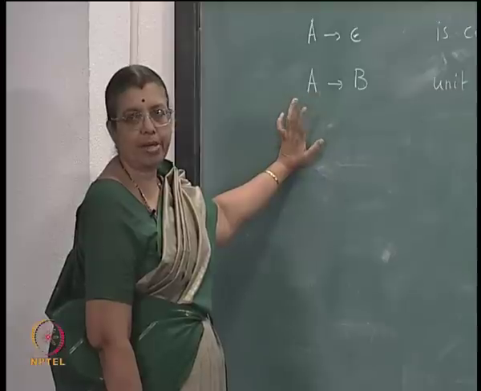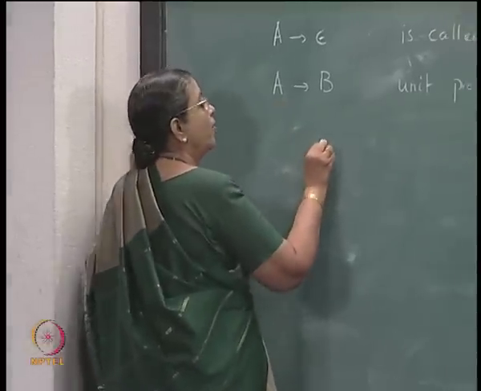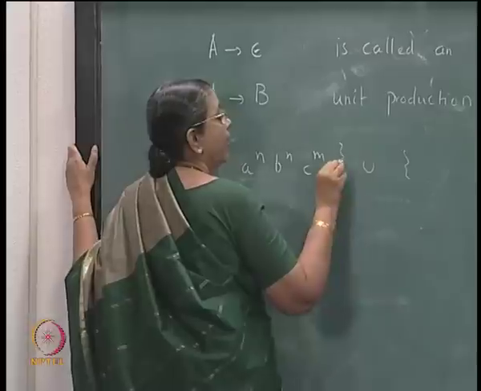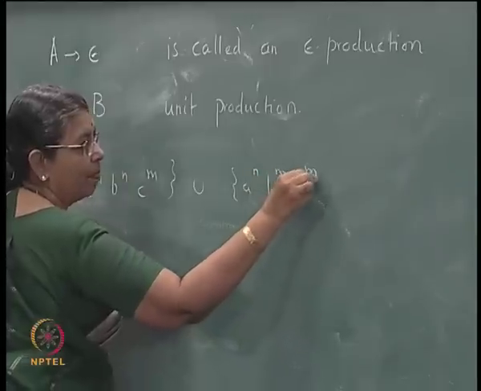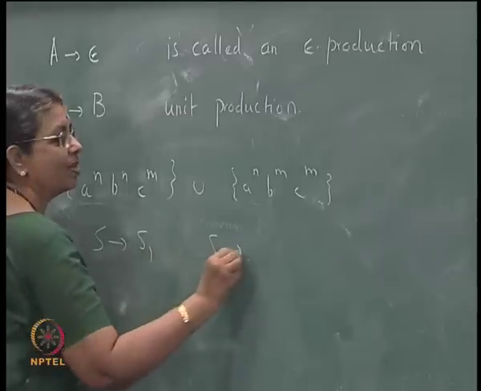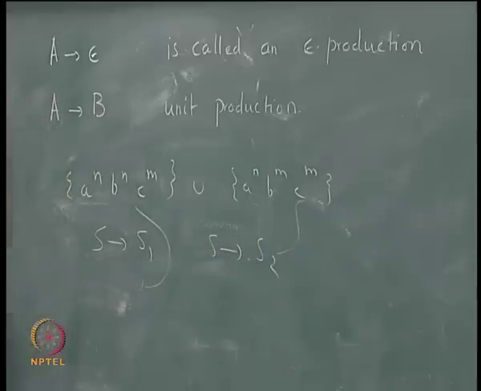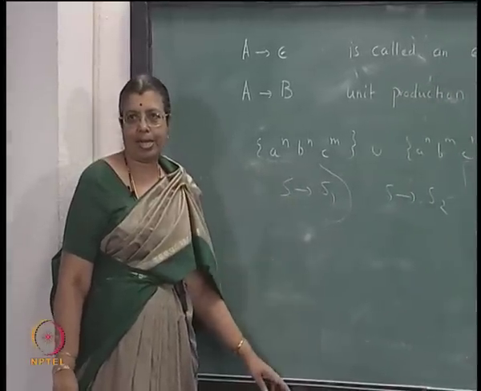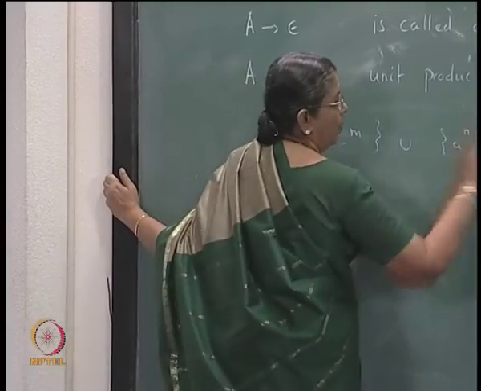A goes to B, non-terminals. In fact, in some of the examples, like when you wanted to find a power n, b power n, c power m, union a power n, b power m, c power m, the rules we wrote were S goes to S1, S goes to S2, and from S1 you derive this, from S2 you derive this, and so on. So, such unit productions were easy to write, but why would you avoid them?